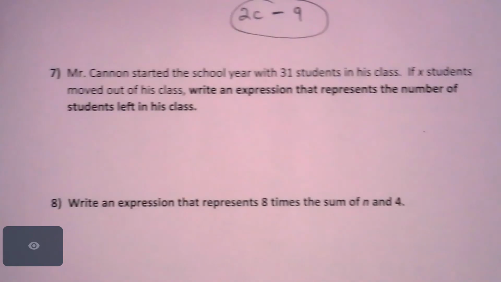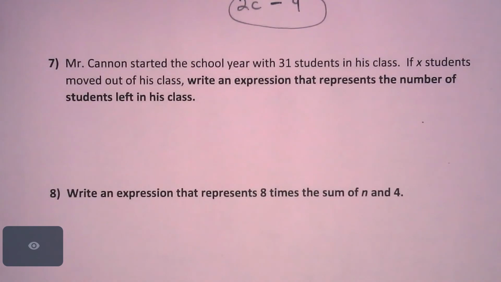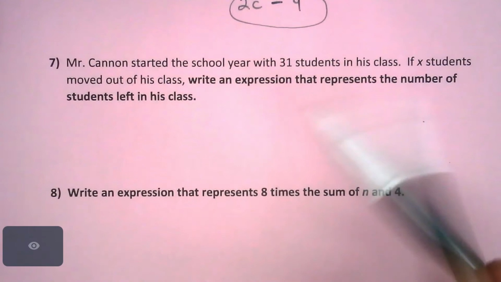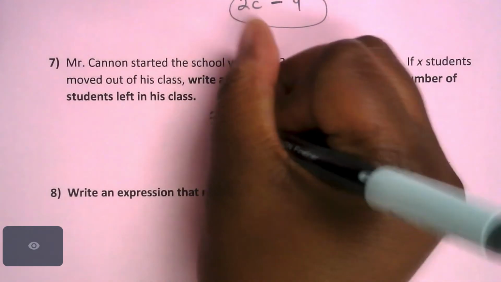All right, number 7. Mr. Cannon started the school year with 31 students in his class. If X students moved out of his class, write an expression that represents the number of students left in his class. All right, so we could just do this exactly the way it sounds, write our math sentence exactly how it's presented here. So he started off with 31 students.